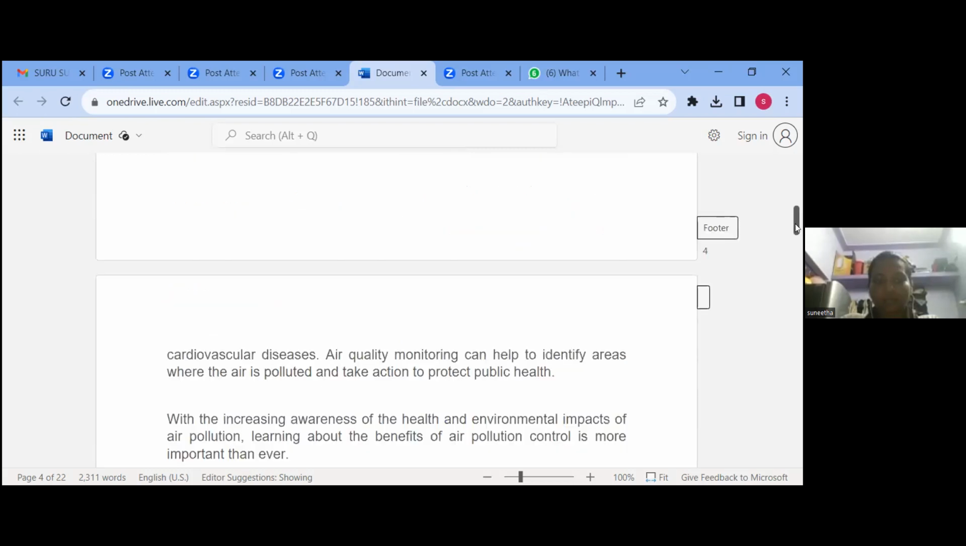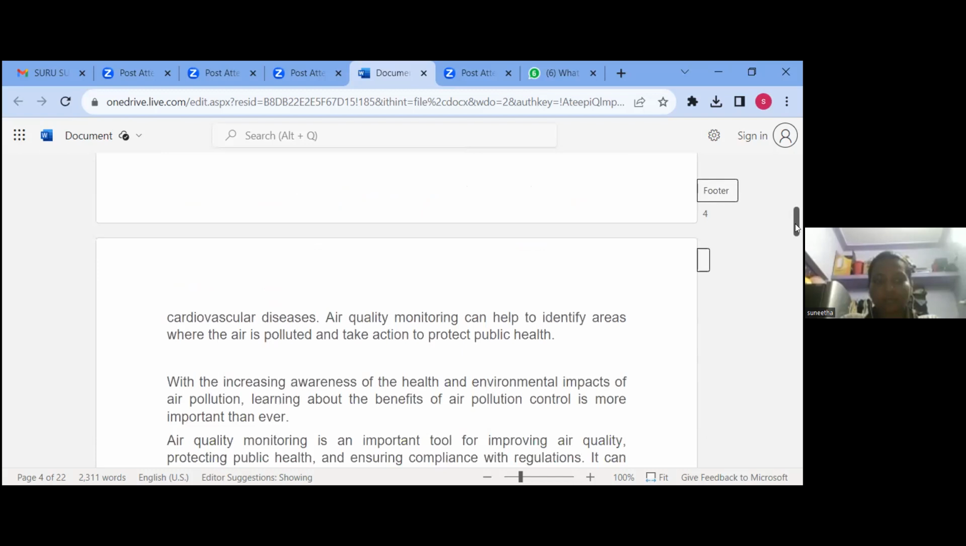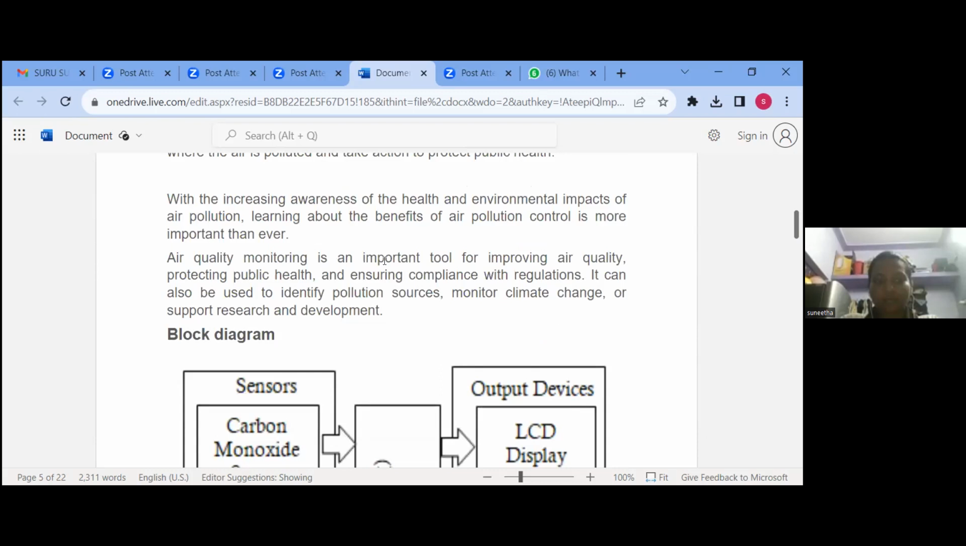With the increasing awareness of health impacts of air pollution, learning about the benefits of air pollution control is more important than ever. The main purpose of air quality monitoring is to improve air quality, protect public health, and ensure compliance with regulations.